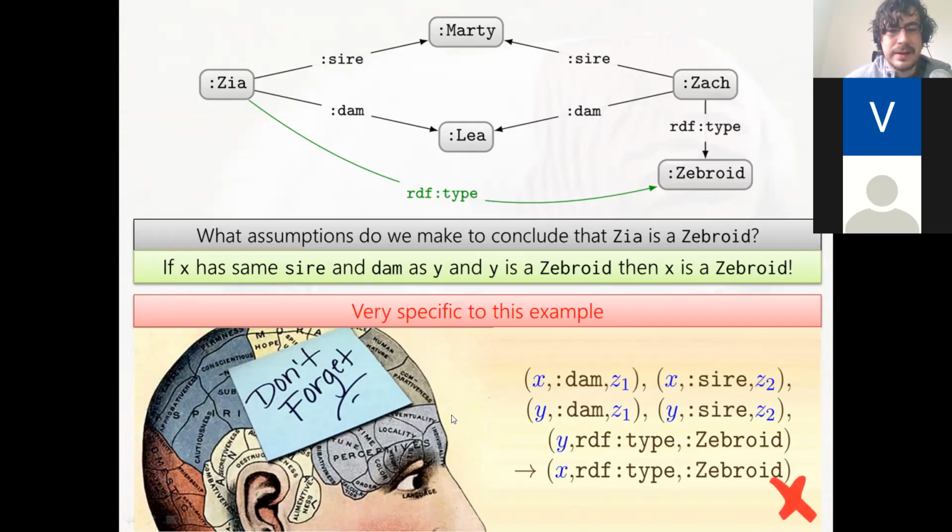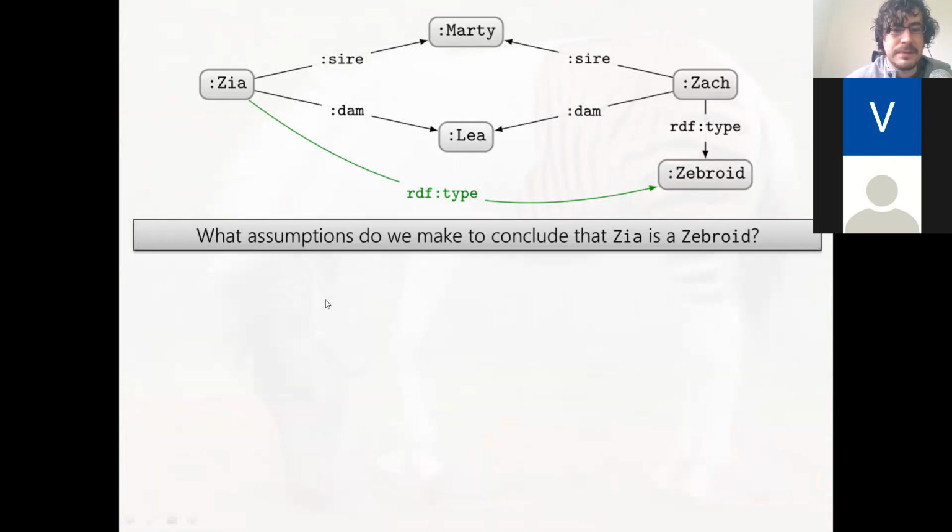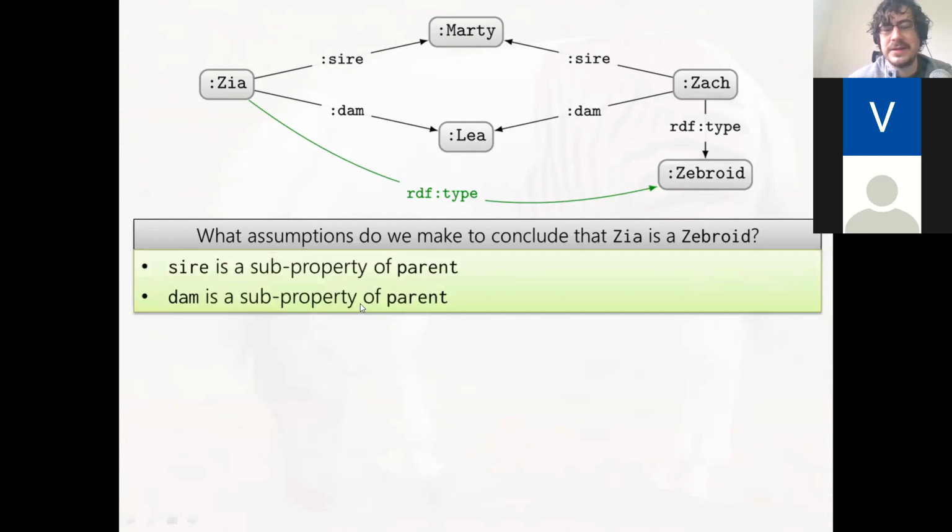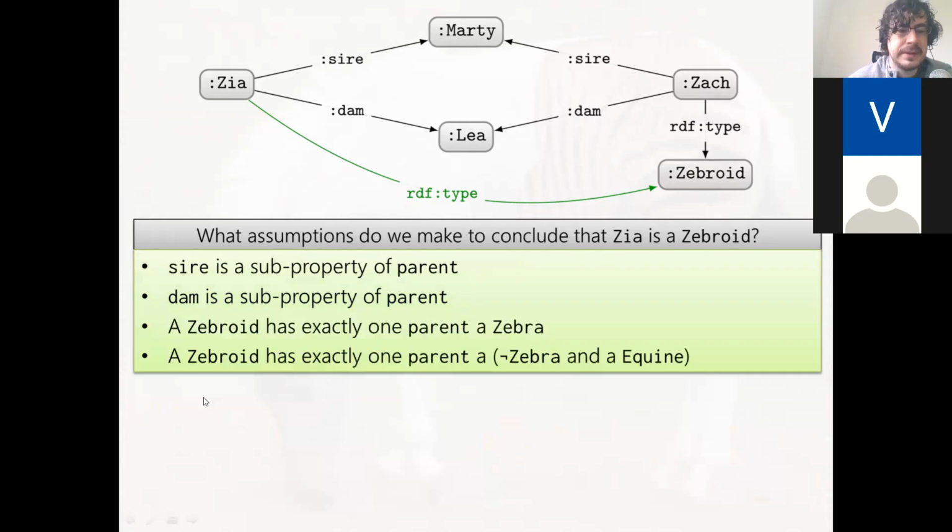However, if we define some more general assumptions, that would seem to be more along the lines of how we come to this sort of conclusion. And that could also be applied to classify or to find other instances of zebroid in a much more general way than just this one case. By general assumptions, I mean things like sire is a subproperty of parent, dam is a subproperty of parent, a zebroid has exactly one parent, a zebra. A zebroid has exactly one parent, not zebra, and an equine.